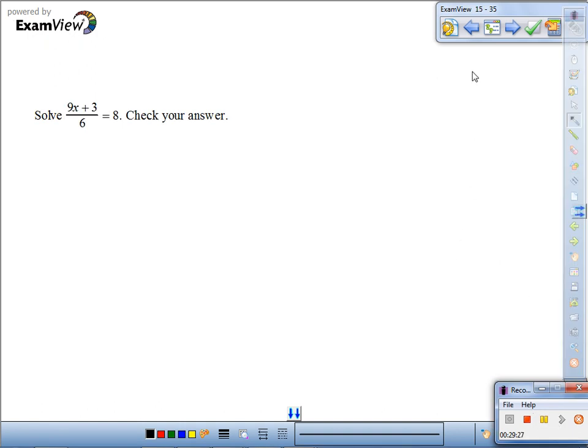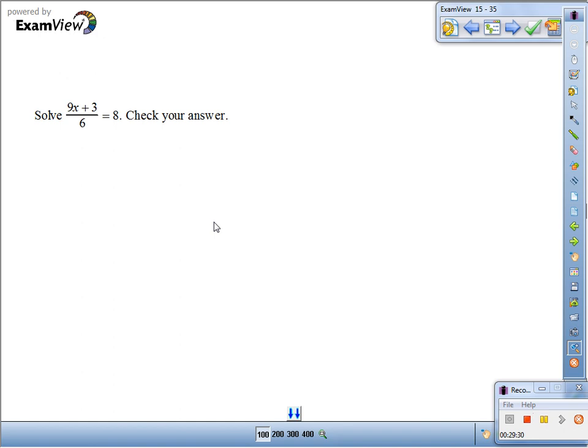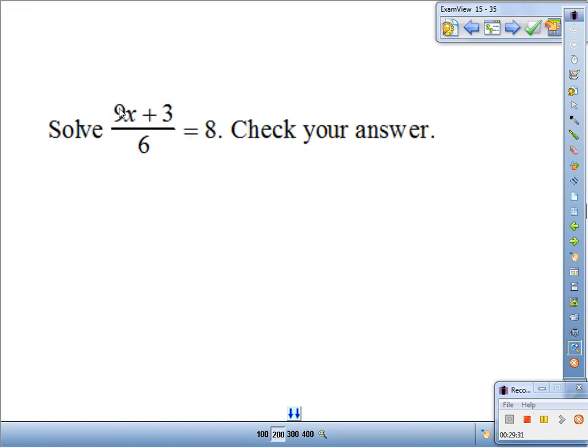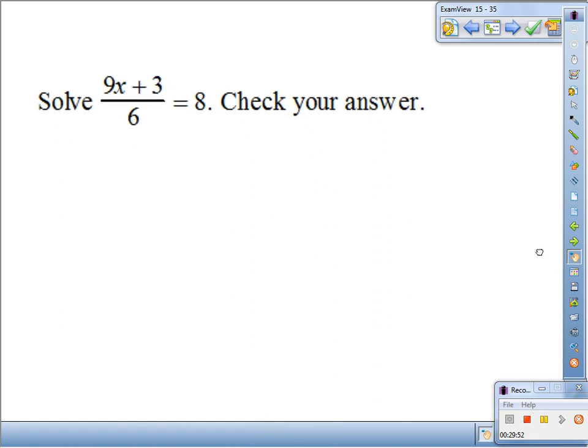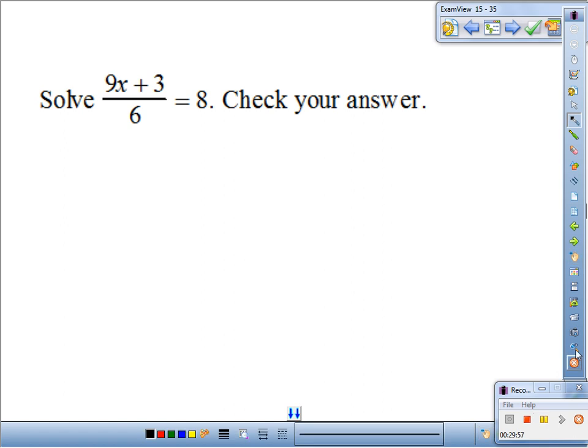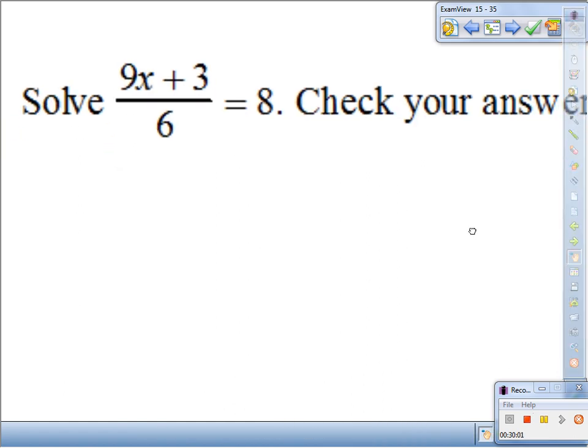All right, let's continue. Number 15, it says, let me zoom in. Solve 9x plus 3 over 6 equals 8. Copy that equation, please, so we can do this one together. And then at the end, it says what? Check your answer. Once again, I said do the work on a separate sheet of paper. Thomas, you all right over there? Okay, this is number 15. We're going to solve this. Can you guys see from back there?